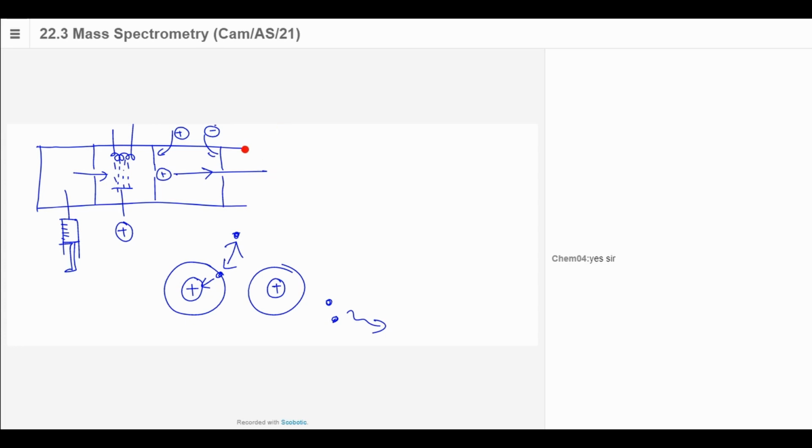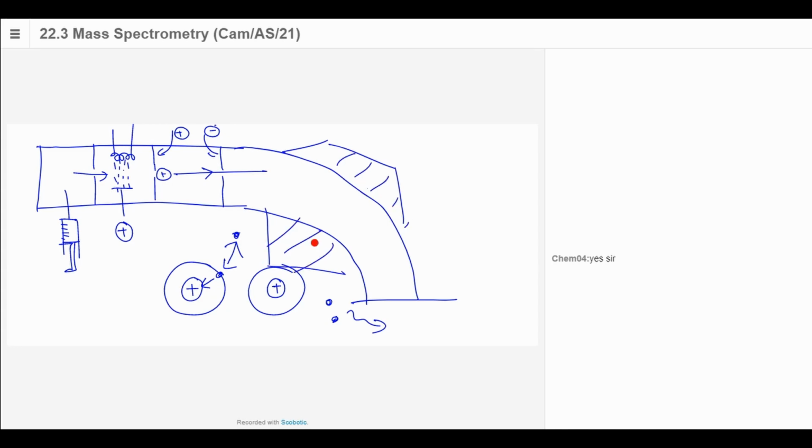So the next chamber is the deflector. The accelerated positively charged particles get deflected based on the mass to charge ratio by a huge electromagnet. Deflection is based on the mass to charge ratio. If the mass to charge ratio is greater, deflection will be lesser. That means heavier particles, which have a greater mass, deflect to a lesser degree than the lighter particles. Lighter particles deflect more than the heavier particles, right?